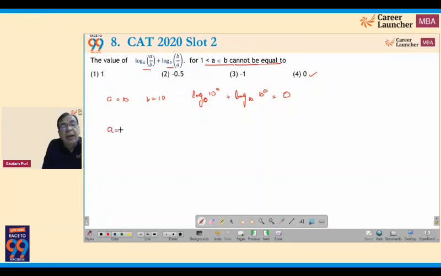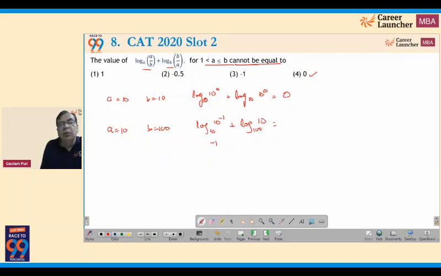Take the next case. a equal to 10, b equal to 100. If you notice, I'm only looking at powers of 10 because that will make my calculation easier. So what does it become? Log of a by b, 10 by 100 is 10 to the power minus 1, base a, base 10. Plus log of b by a, 100 by 10 is 10, base b, b is nothing but 100, base 100. How much will the first be? This is nothing but minus 1.